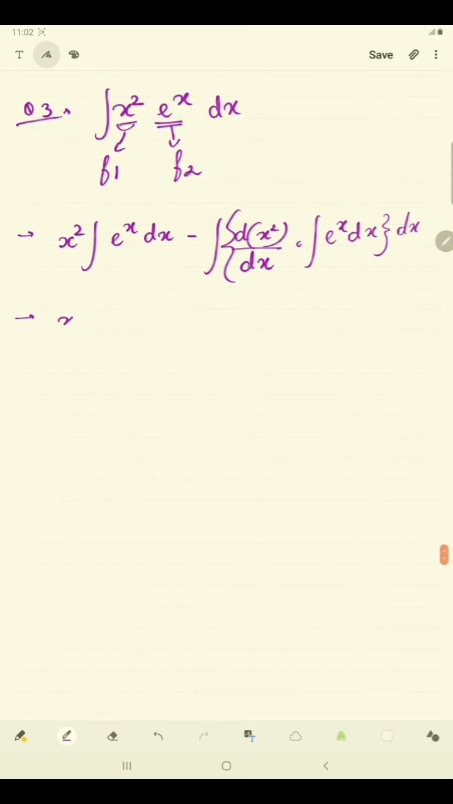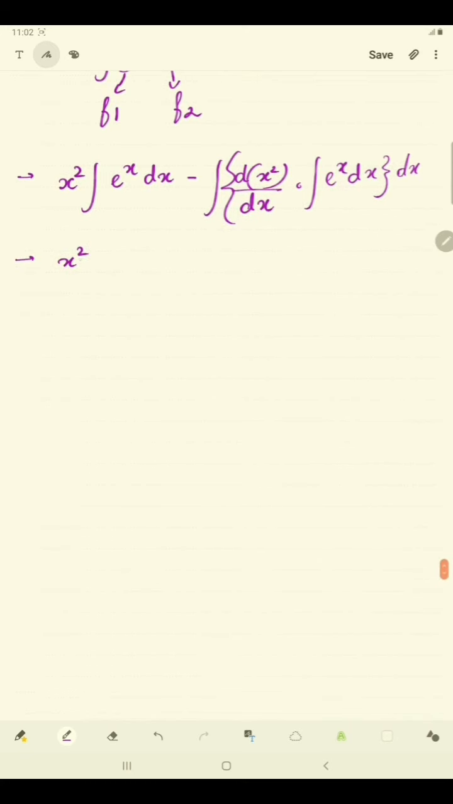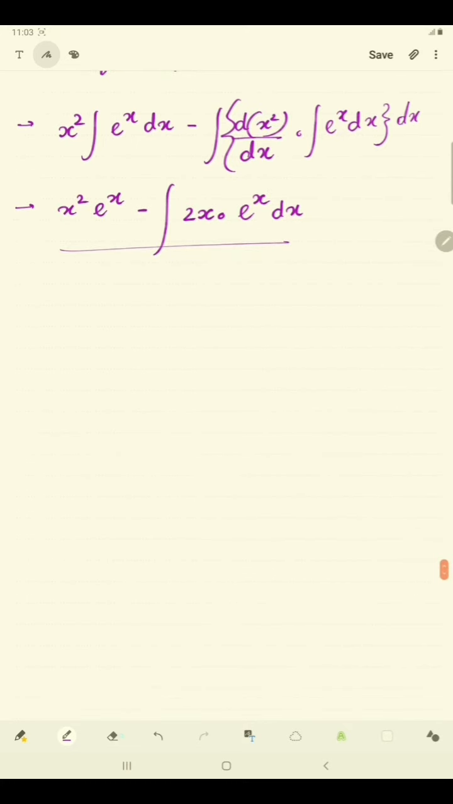Now we have it as x square, and the integration of e to the power x is e to the power x, minus differentiation of x square, which is 2x, dot integration of e to the power x, which is e to the power x, dx. This is what we are left with. Now 2 is a constant, so we can take it out of the integration sign. We have it like this.